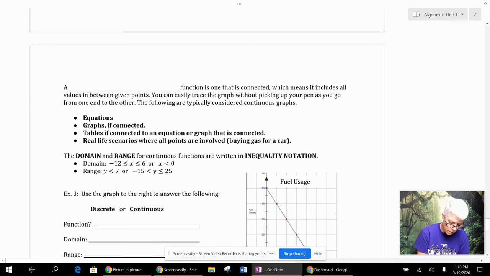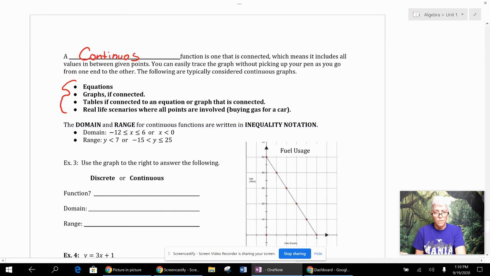Page 2, a continuous function is one that is connected, which means it includes all the values in between given points. You can easily trace the graph without picking up your pencil as you go from one end to the other. And then they give you some examples right there. Equations, graphs if connected, tables if they're connected to an equation or graph that is connected, and real life scenarios where all points are involved. And again, I'll give you some examples.